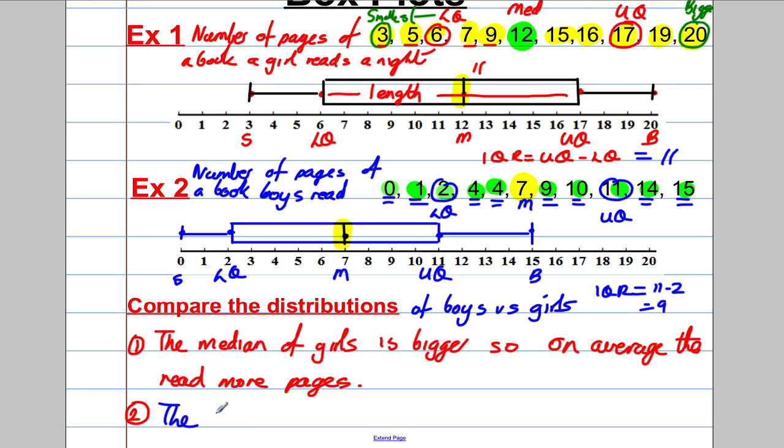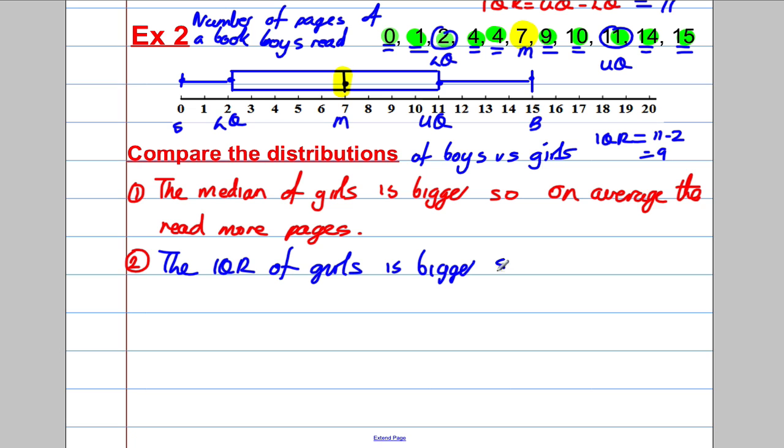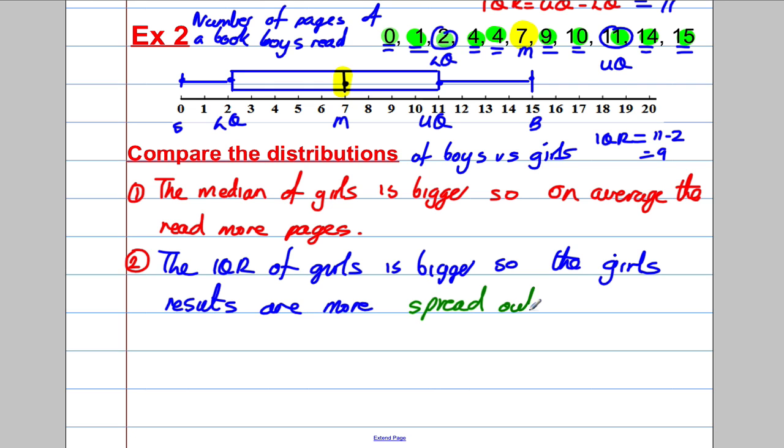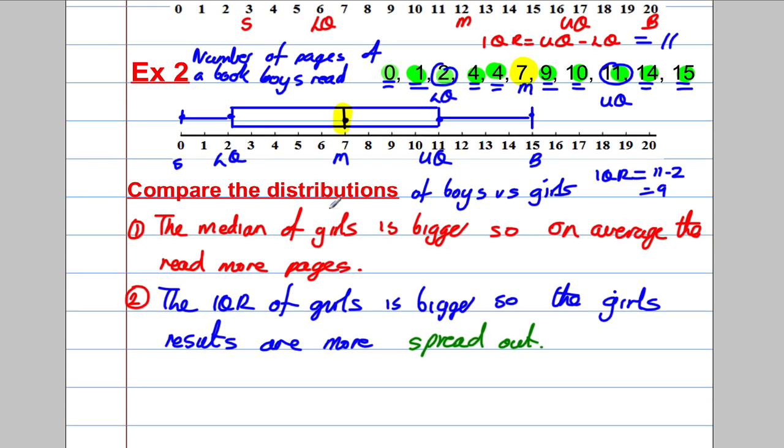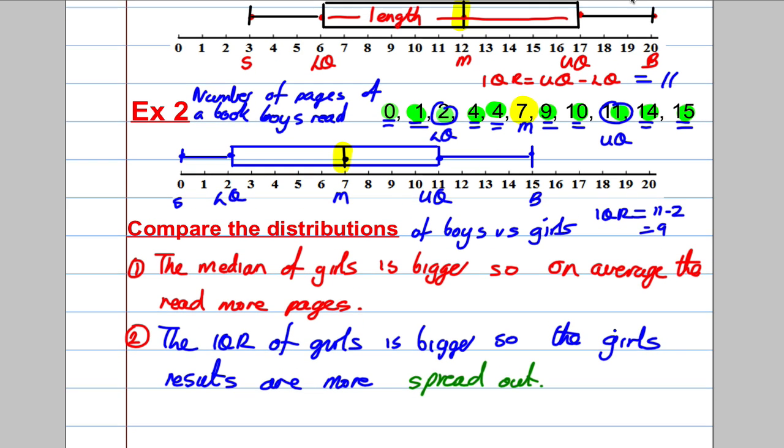So the interquartile range of girls is bigger, and this is the key phrase you must say. So the girls' results are more, and you must use this phrase, spread out. So when we're comparing, we compare the medians, say which one's bigger, and say on average one's bigger than the other in the context of the question. And for the second mark, we see which length of the box is bigger, and therefore we say one of the interquartile range is bigger than the other, so those results are more spread out.